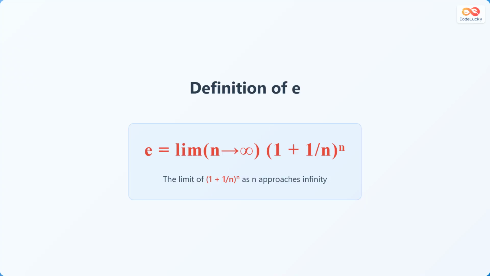Now let us define Euler's number. Mathematically, it is defined as the limit of the expression (1 + 1/n)^n, as n approaches infinity. In simpler terms, as n becomes extremely large, the value of the expression gets closer and closer to e.